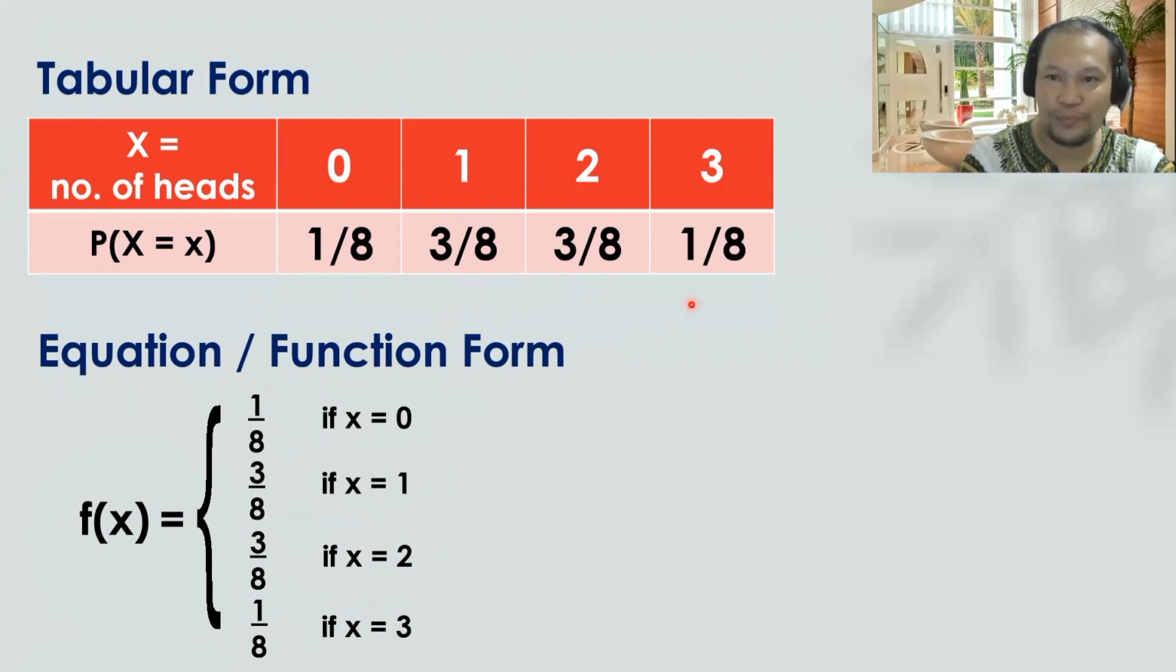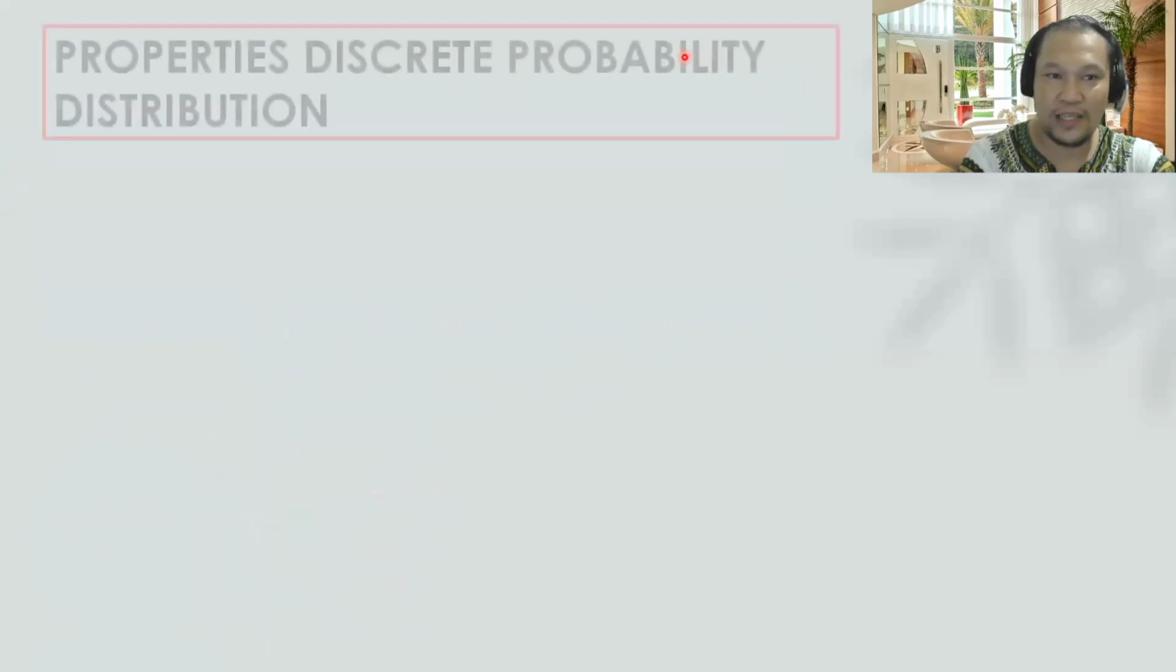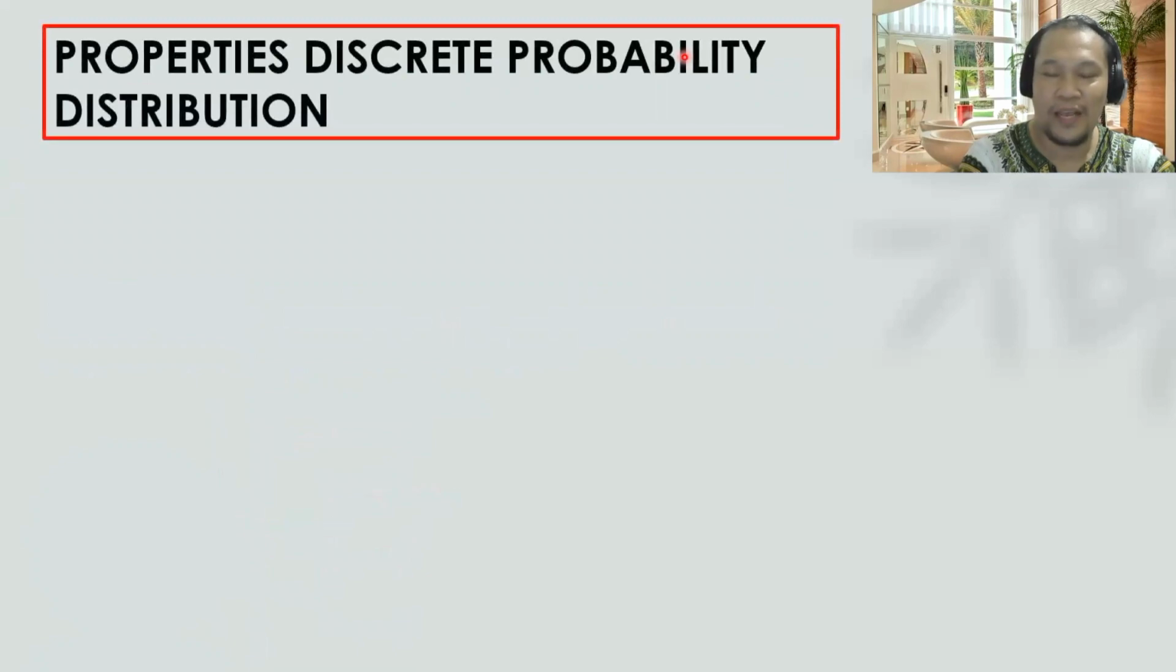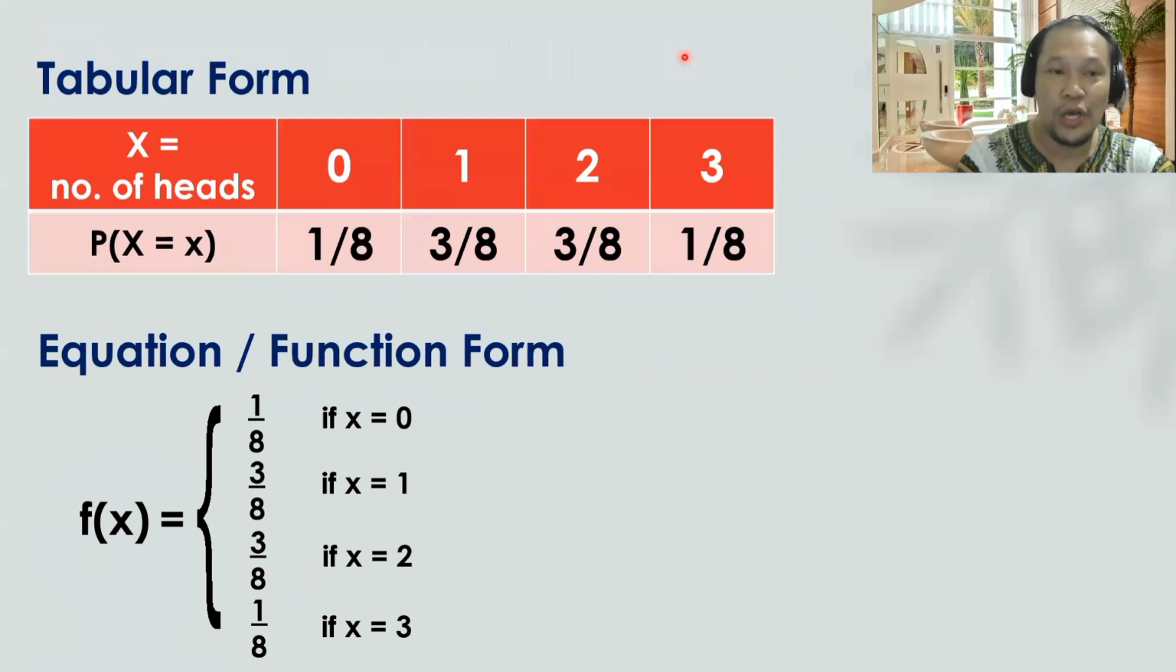Now, I hope you understand the concept. Let's go with the properties. What are the properties of the given discrete probability distribution? Going back to our illustration based on the number of heads, if you are going to determine the probability of a certain random variable, the maximum probability will be 100%, and the least one is 0.